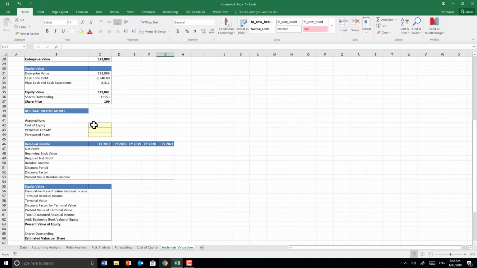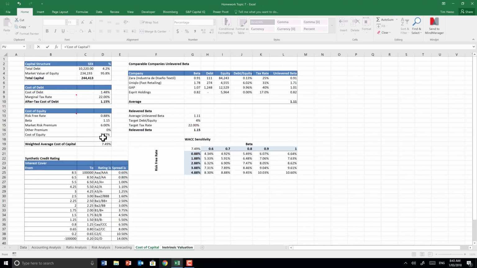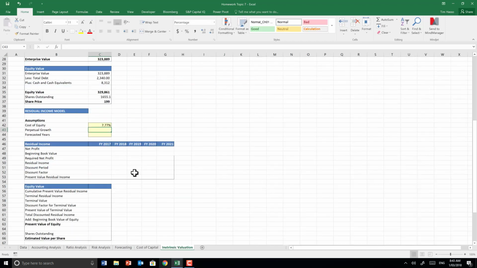So again, similar to the structure of the discounted cash flow model, we need a set number of assumptions. So the first one that we need is the cost of equity. The reason why we're using the cost of equity and not the WACC is because we're only valuing the equity portion of the business. So this we can also grab from our cost of capital sheet. So if I go to the cost of capital, I see that my cost of equity is in cell D17, so I'm just going to reference that. The perpetual growth, again, we're going to assume to be 2% currently, and the forecasted years is again 5, similar to the discounted cash flow model.